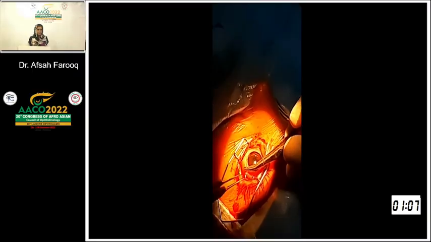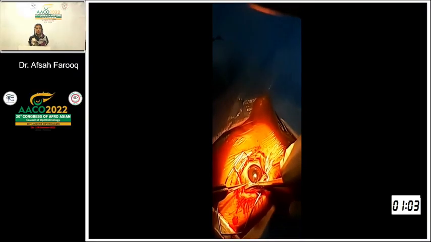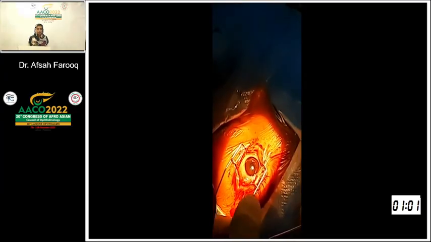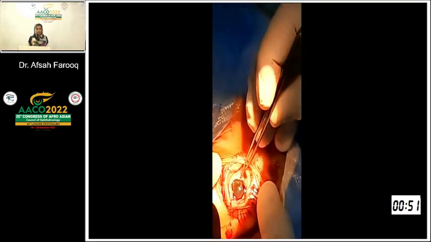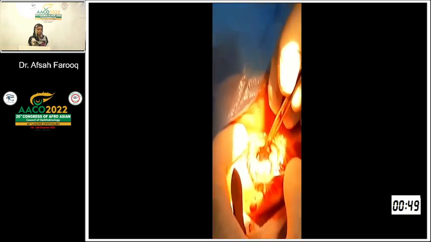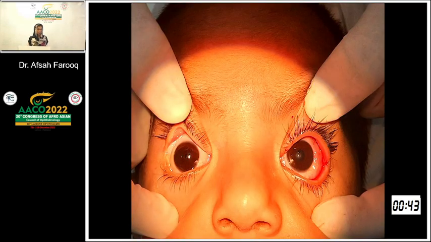The rest of the conjunctiva was approximated with Vicryl 6-0 interrupted sutures. One of our main concerns during such procedures is to save the conjunctiva as much as possible so that it will not result in restricted eye movements later on. Moreover, it will also give a better cosmesis. In the end, the eye movements were checked in all directions and they were full. The collected specimen was also sent for the histopathology report, which was also suggestive of dermolipoma.